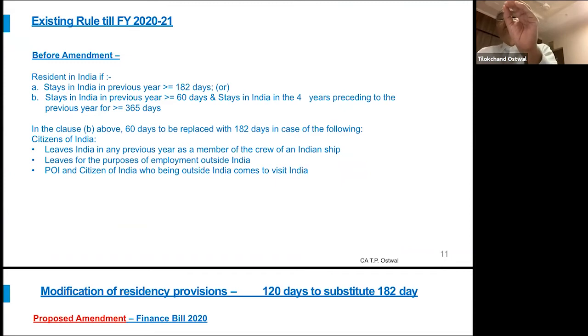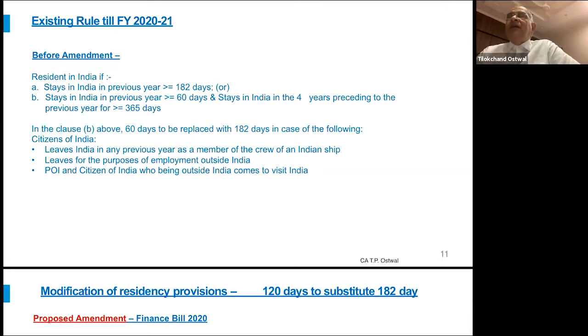If you are in India for more than 60 days, and in the preceding 4 previous years more than 365 days, then you will become resident of India. However, very interestingly, so far the 60 days criteria was replaced by 182 days if you are leaving India for the first time for the purpose of employment, or if you are a member of the crew on an Indian ship or any other ship, and you are a citizen of India. Then 182 days gets replaced in place of 60 days, and therefore you become non-resident if you are abroad for more than 182 days. So only if you are more than 182 days in India can you become resident of India, not otherwise.